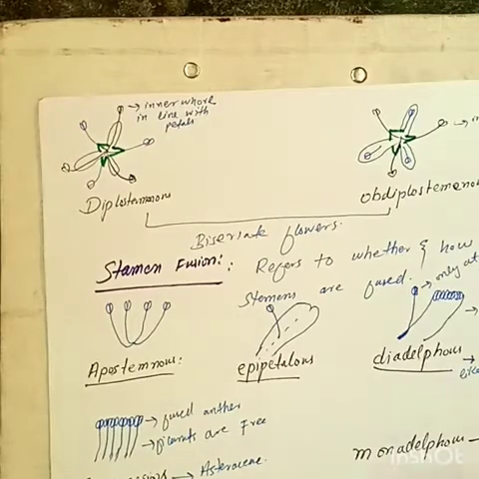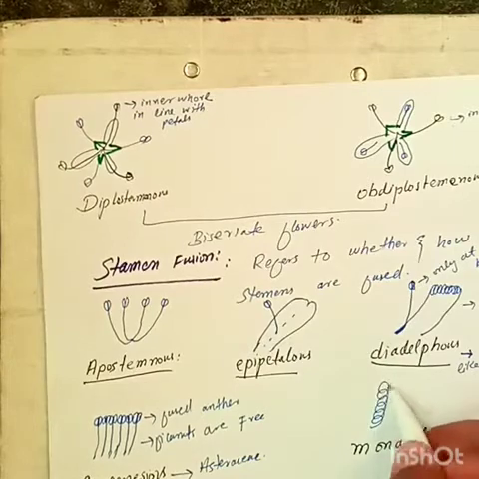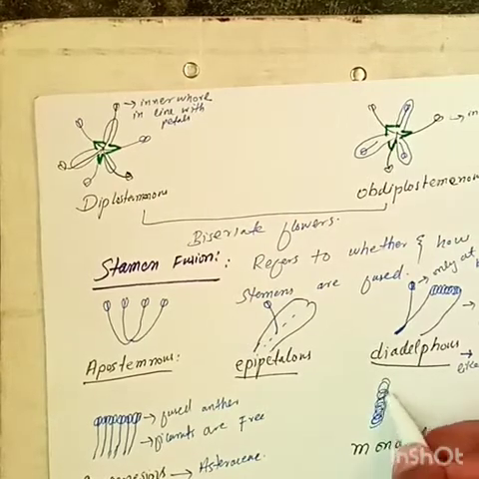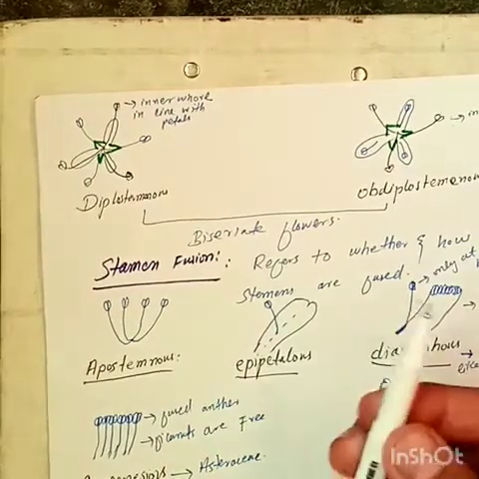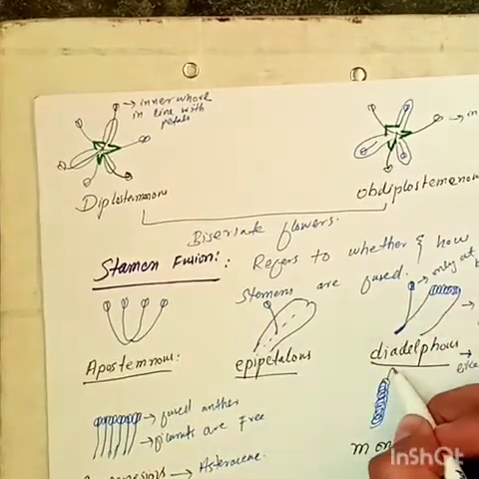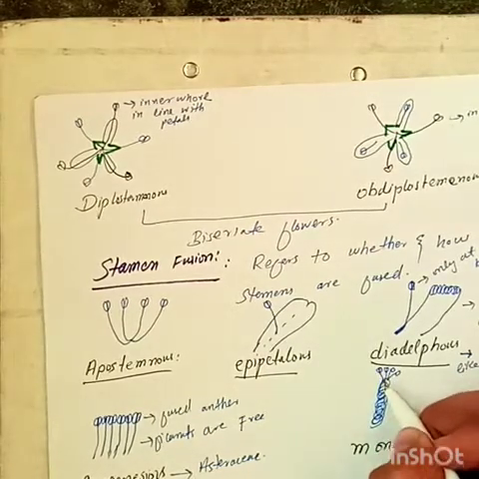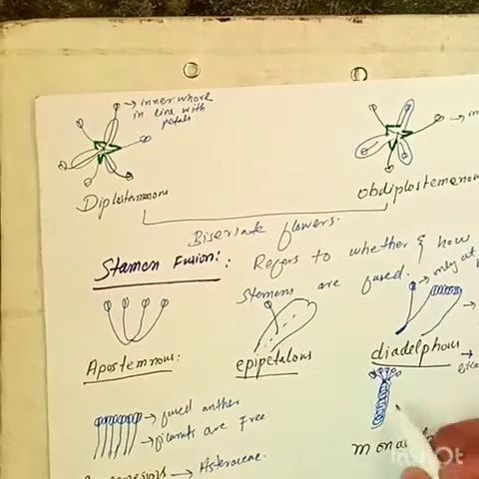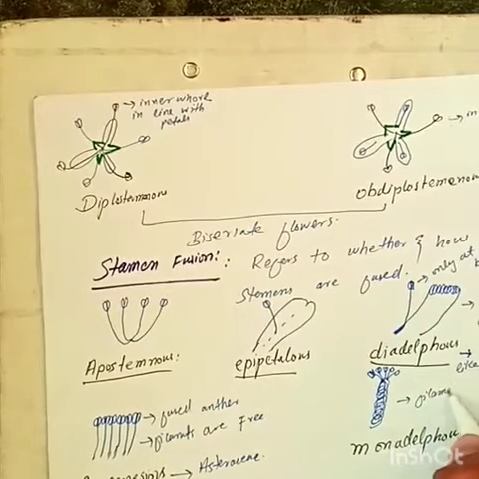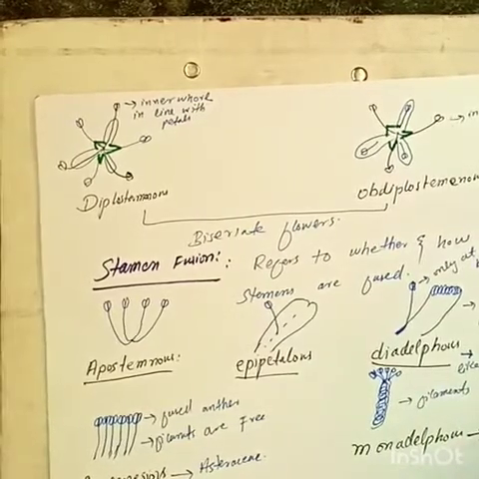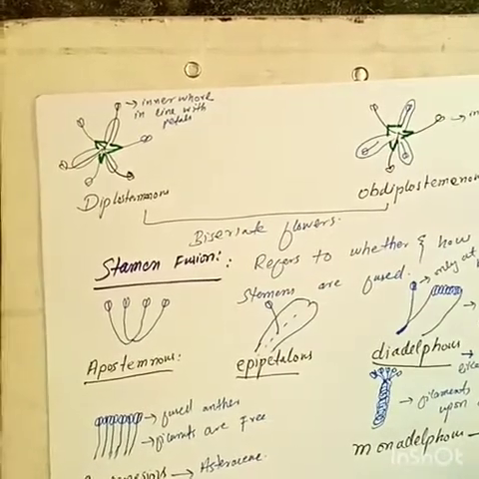In this case, the filaments all spiral around each other. The filaments make spirals or coil around each other, and the anthers are free. The anthers are free, while the filaments coil upon each other.